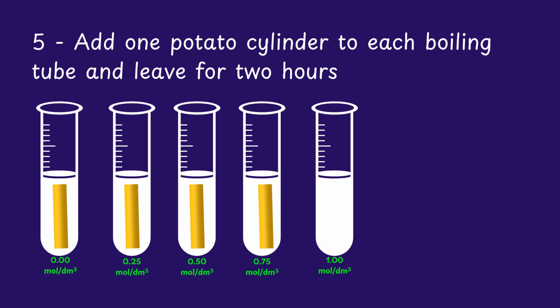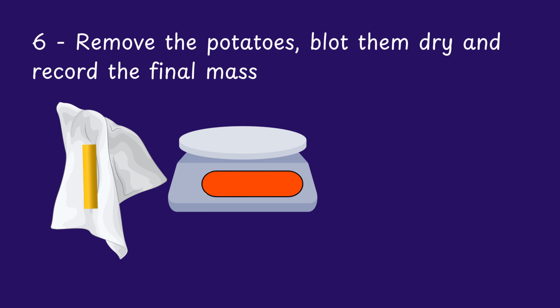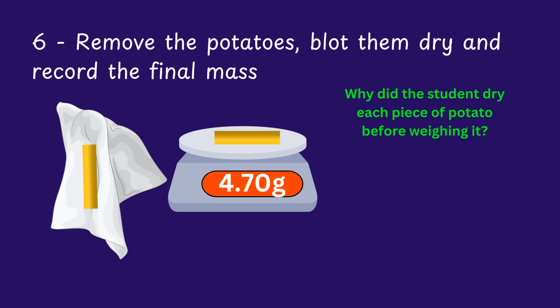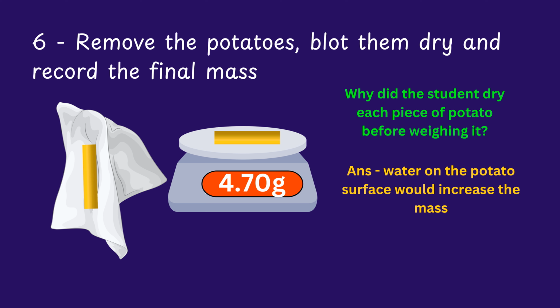Step 5, add 1 potato cylinder to each boiling tube and leave for 2 hours. Step 6 is to remove the potatoes, blot them dry, and record the final mass. There's a common exam question that has to do with the drying of the potato. Why did the student dry each piece of potato before weighing it? The answer is because water on the potato surface would increase the mass.